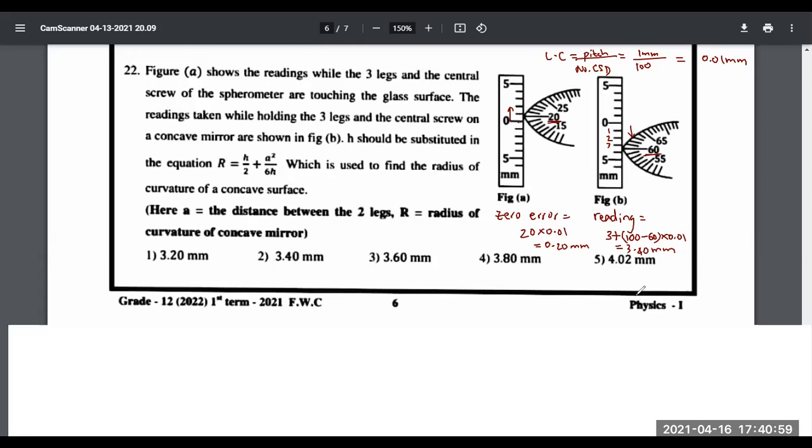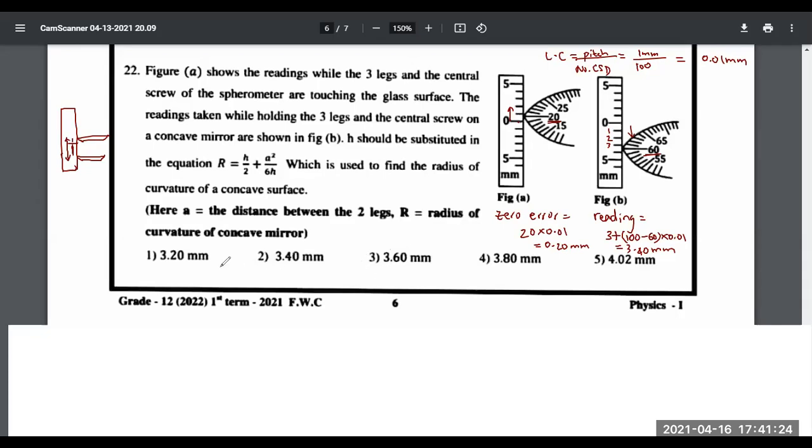Now the question is, should we add the zero error or subtract the zero error? We should definitely add, because when you started, the disk was above 0. And now after you take the second reading, the disk is below 0. So we have to consider this whole length. So this small length must be added with this length. So you should add it.